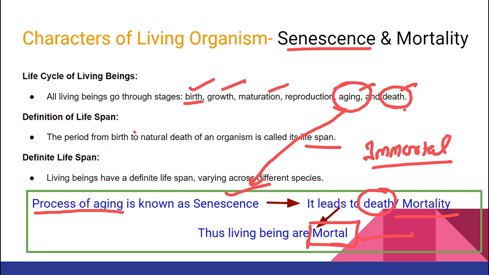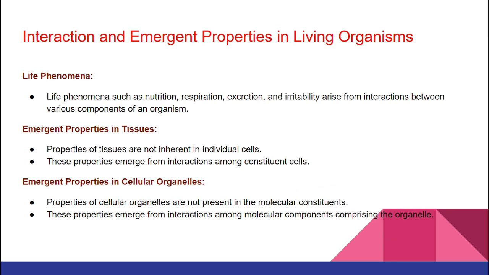What is lifespan? The period from birth to natural death, that we call lifespan. What is definite lifespan? Living beings have a definite lifespan varying across different species. We have different lifespans. A crow has a different lifespan. Everybody has a different lifespan, right?